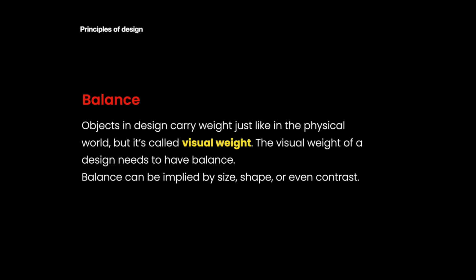So the principle of balance states that objects in design carry a weight, just like the physical world, but it's called visual weight, and that the visual weight of the design needs to have a balance. And this balance can be implied by size, shape, or even contrast. So this is the definition, but let's look at it in simple terms. It states 2 things. First of all, it says that there's something known as visual weight, and that this visual weight needs to have a balance in your design.